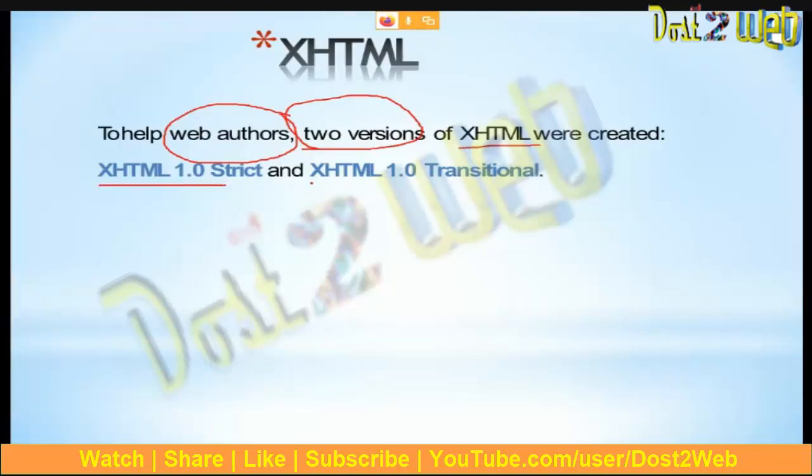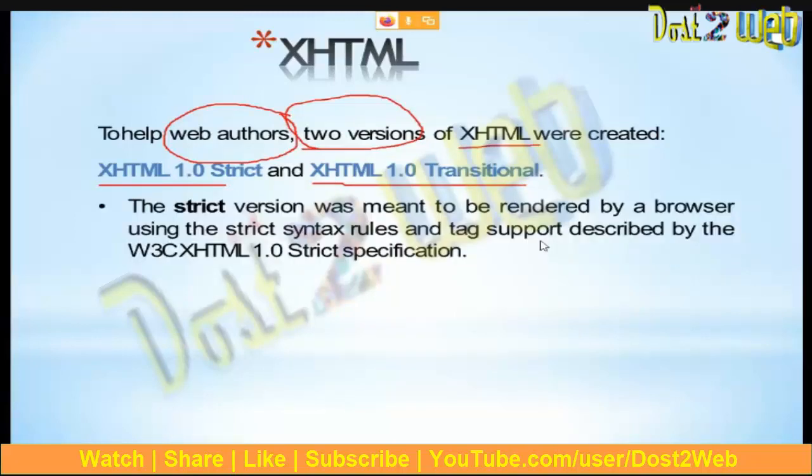So there are two types of XHTML. Why have we used strict here? In the previous presentation also I said the strict version was meant to be rendered by a web browser using strict syntax rules and tags described by the W3C. That means there is a strict specification. Whatever rules have been given by the W3C, you are going to use only those. Those types of XHTML are considered under the category of XHTML 1.0 Strict.